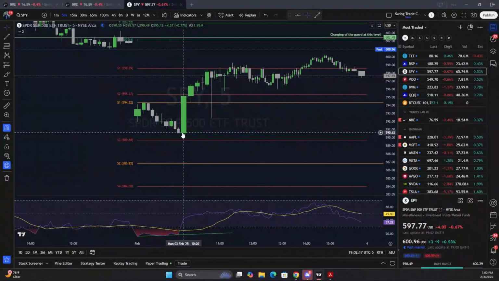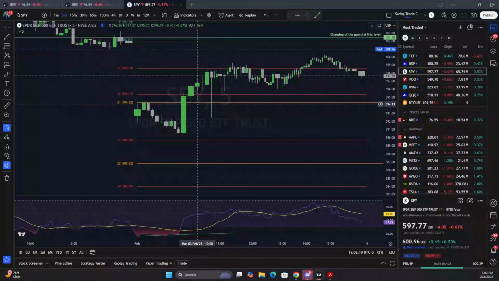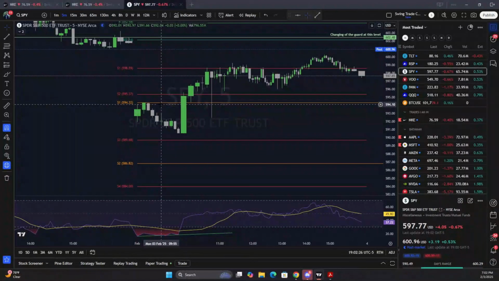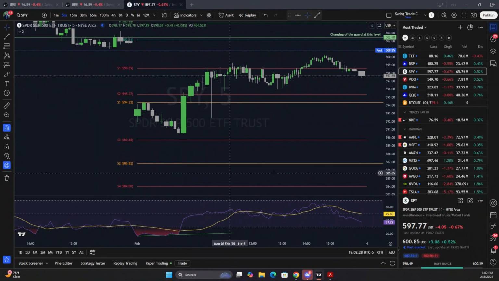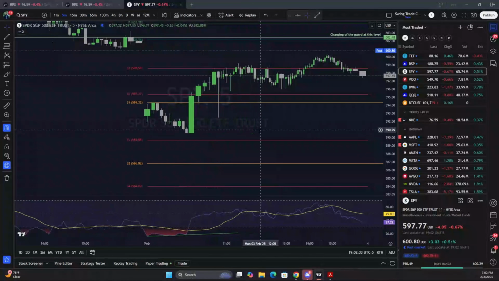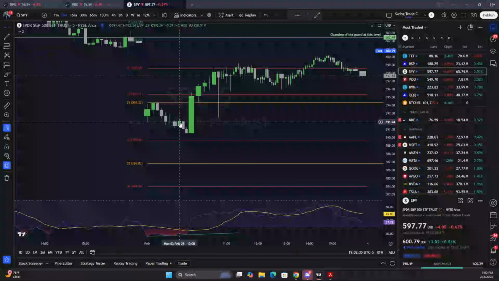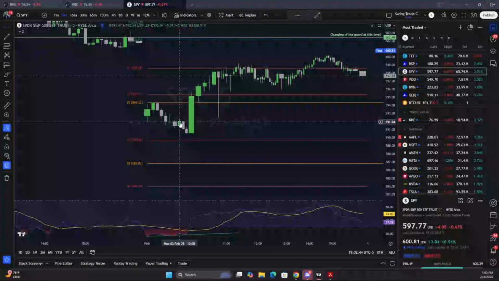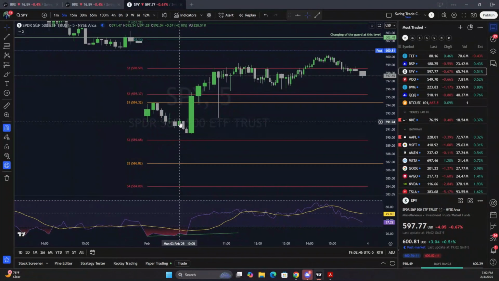You could have caught this for a $4 move, knowing that there's a 90% probability that it was going to target right here, your S1. Wait, explain why that's a 90% probability for it to reach there. Well, when I say 90% probability, it's because price will gravitate to the mathematical function of this script. Does that make sense?